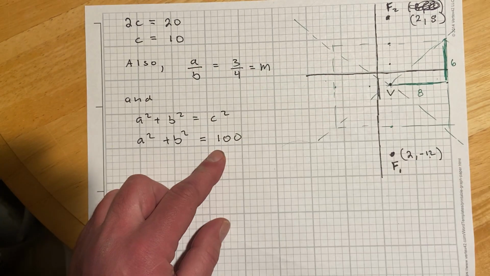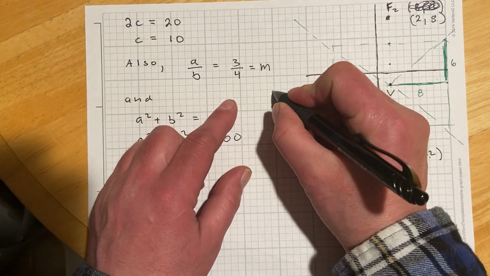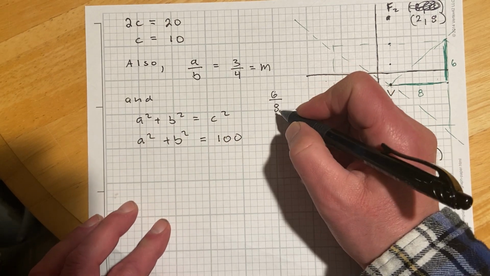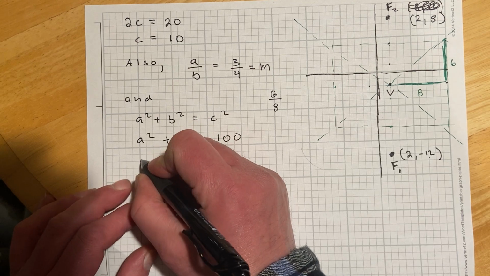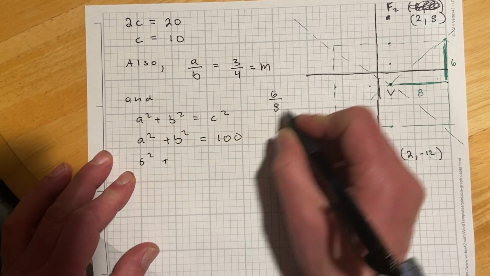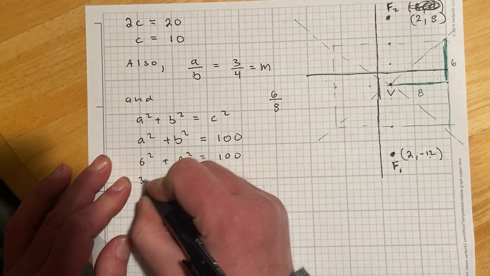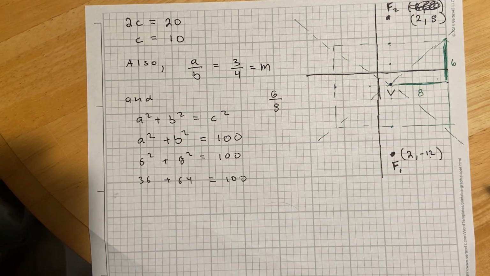But now looking at this, I know my ratio is 3/4. So what if I double it? This would be 6 and this would be 8. 6 squared plus 8 squared, that is seeming reasonable. So if I do A is 6 and B is 8, that would make 100. 36 plus 64 does indeed make 100.